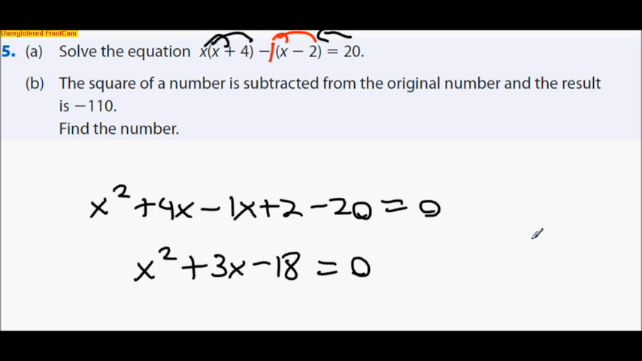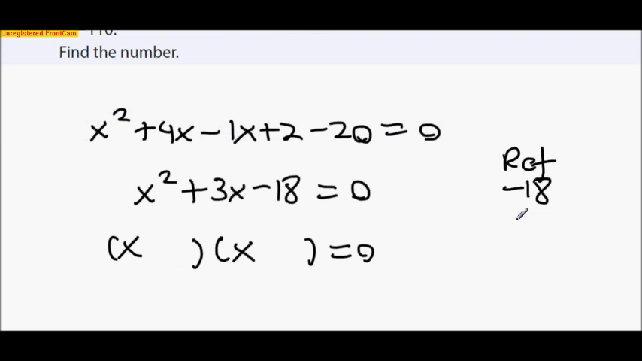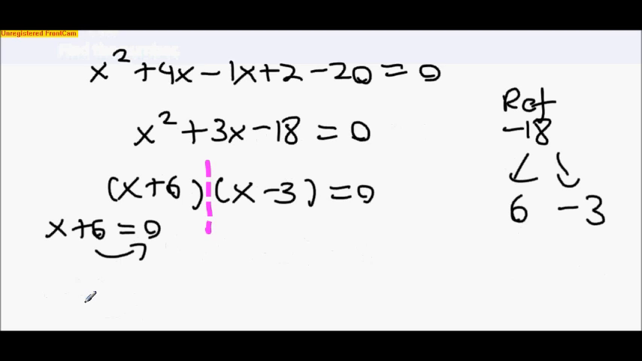The reference number for this one is minus 18. So it's going to break up into x followed by another x, and break up minus 18 into 6 and minus 3. So we're going to get plus 6 minus 3 equals 0. Going to split this in half, and what we should get is x plus 6 equals 0. Bring over the 6. X equals minus 6. The next one we're going to get is x minus 3 equals 0. Bring over the 3. X equals 3. Okay.